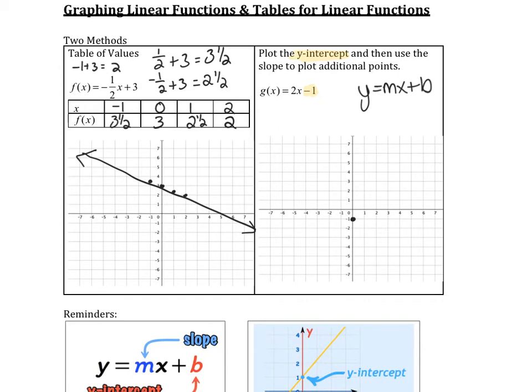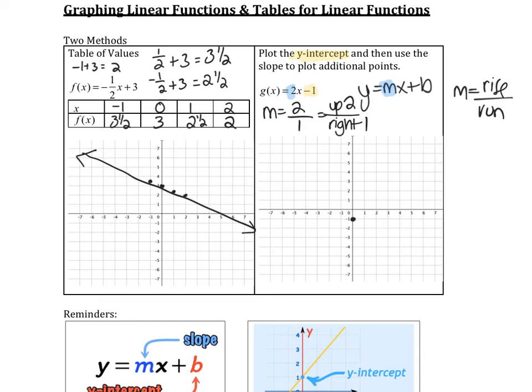And then you use the slope to plot additional points. So the slope in the equation is the m in the equation, and our m happens to be 2. But remember, slope stands for rise over run. So we've got m is 2 over 1 because it is a whole number, and any whole number is always over 1. And remember, that stands for rise. So since it's positive, we're going to go up 2. And since it's positive on the bottom, we're going to go right 1. So rise over run. Remember, slope is rise over run.